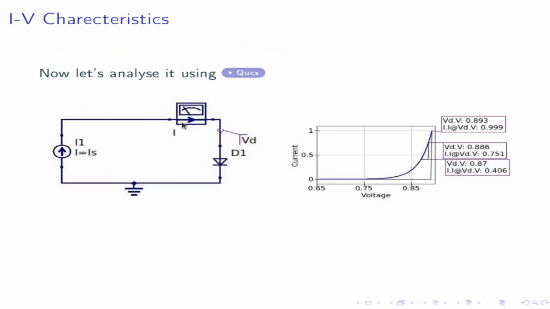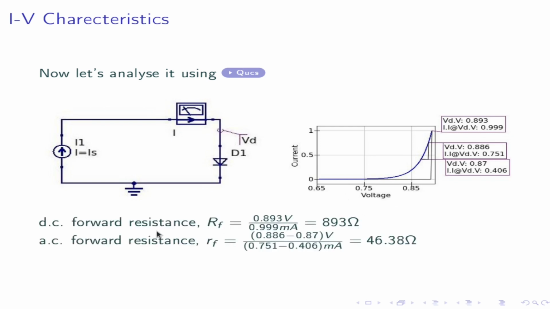Here, the diode is connected and a current flows through the diode. When we plot the current and voltage relationship, or the IV characteristics, we get this kind of graph. From that, we can measure resistance in two ways: the DC forward resistance and the AC forward resistance.